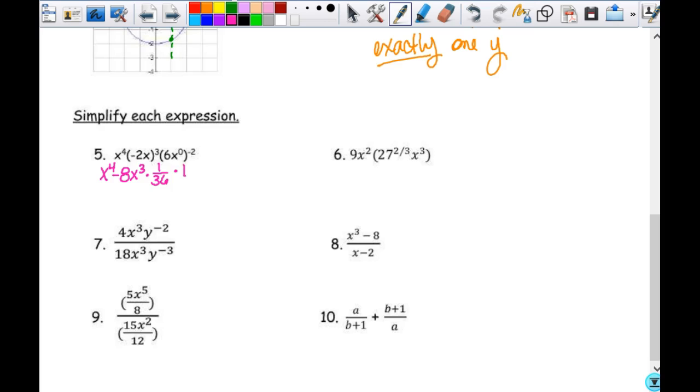So then when I simplify this, I've got x to the 4th and x cubed. Those are being multiplied together. It's going to give me x to the 7th. It's going to give me a negative 8 in the numerator and a 36 in the denominator. So each one of those I can divide by 4. So that's going to give me a negative 2x to the 7th divided by 9.